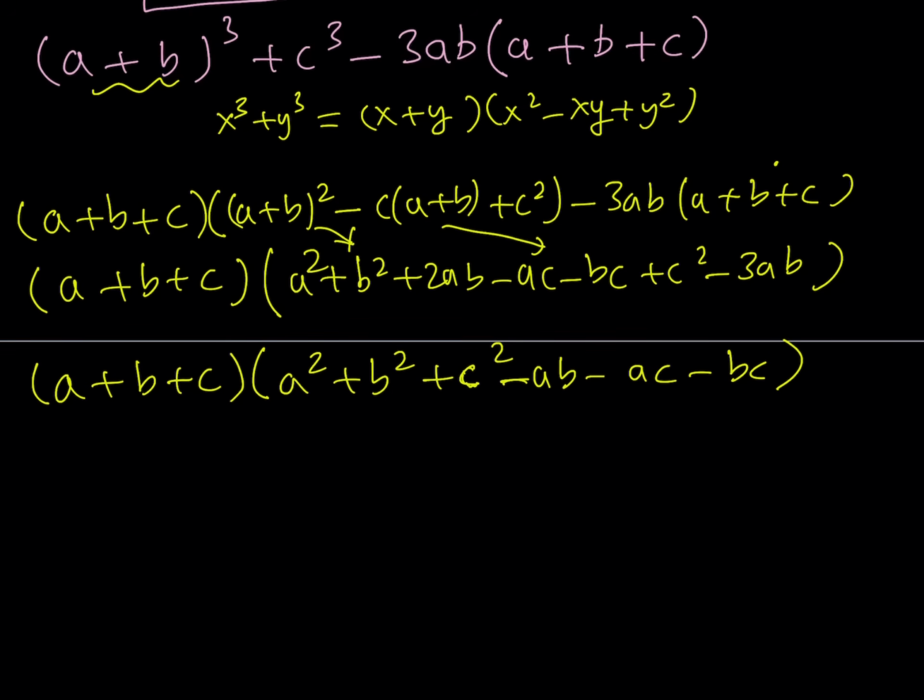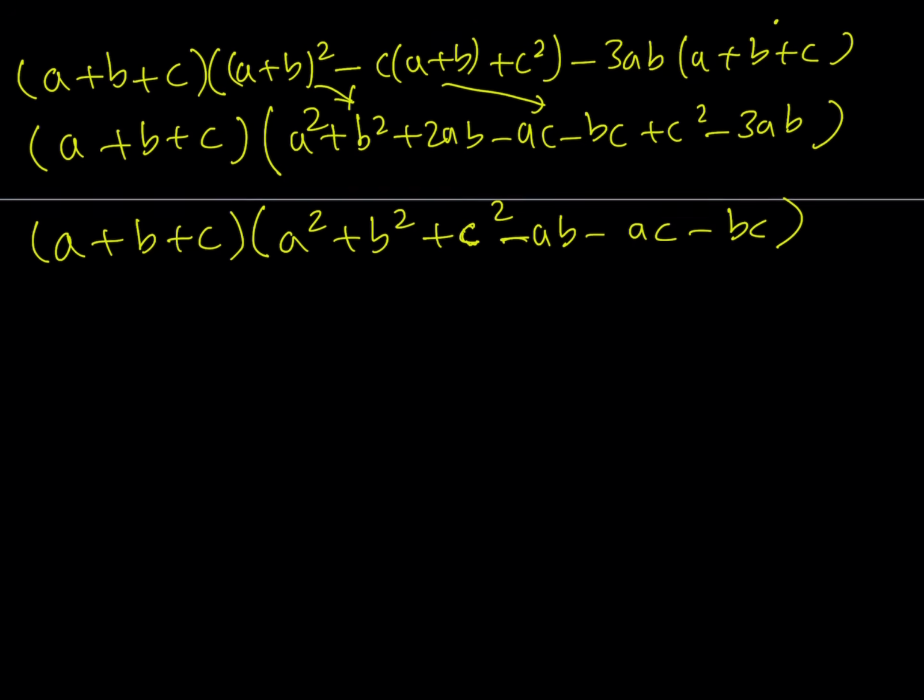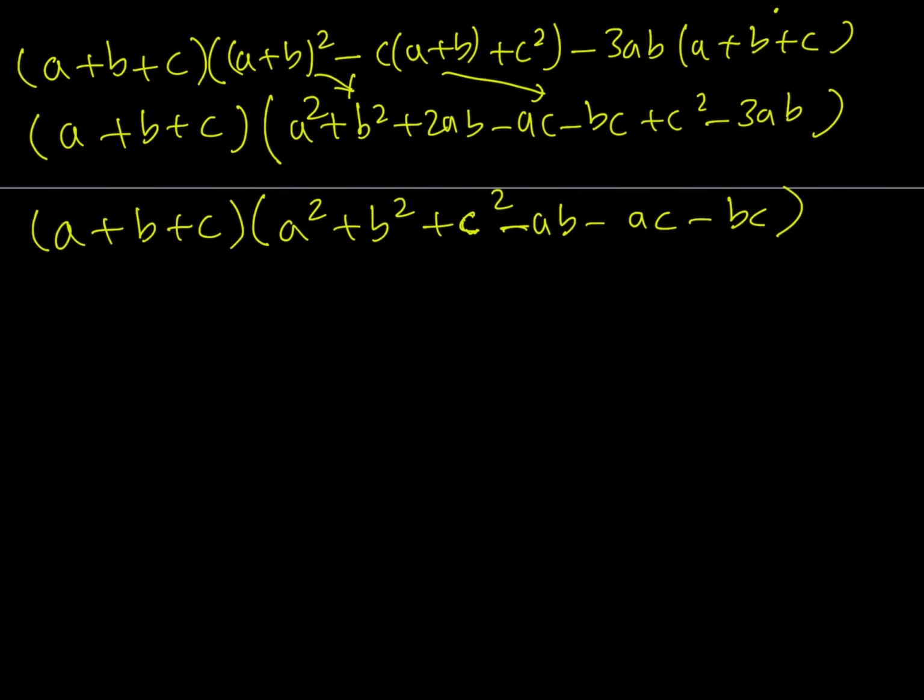Now, if the expression in the second set of parentheses were (A plus B plus C) or (A minus B minus C) quantity squared, that would be nice because that would always be greater than or equal to 0. But that's not the case, but don't worry about it. We're still going to manipulate this expression for our needs. So now I'm going to work with this expression. Let me go ahead and isolate it because A plus B plus C is good. Let it be there for a while.